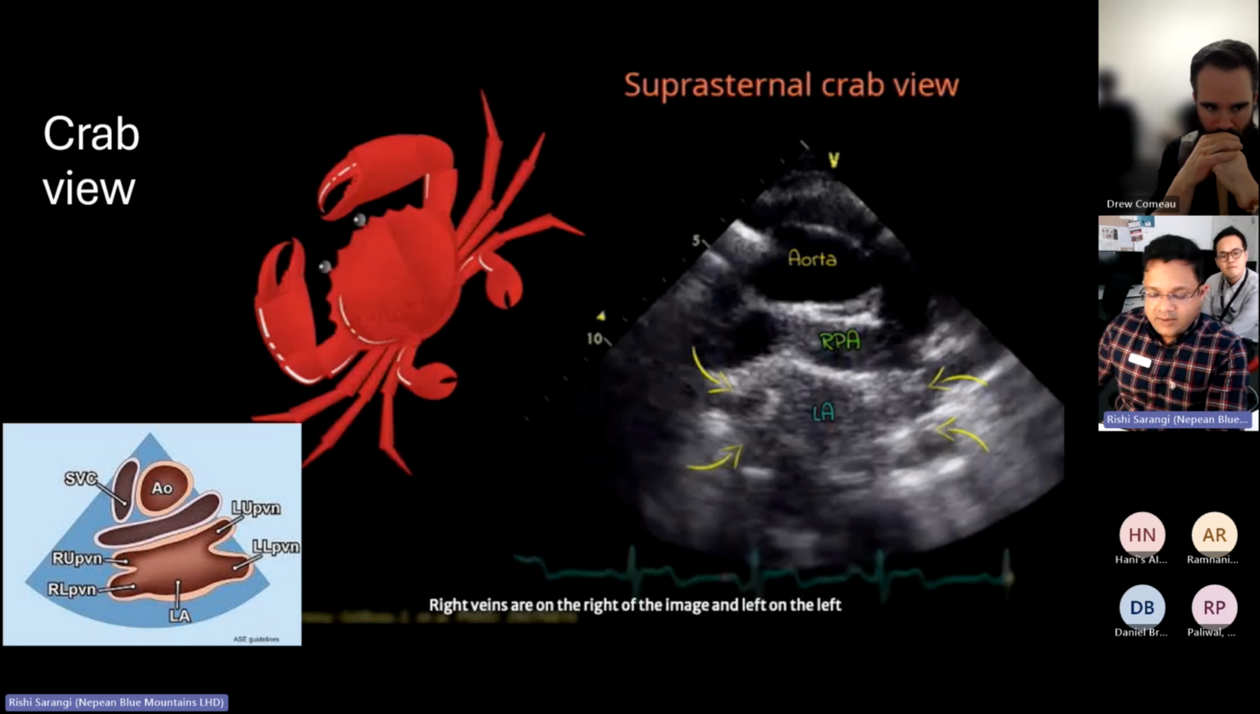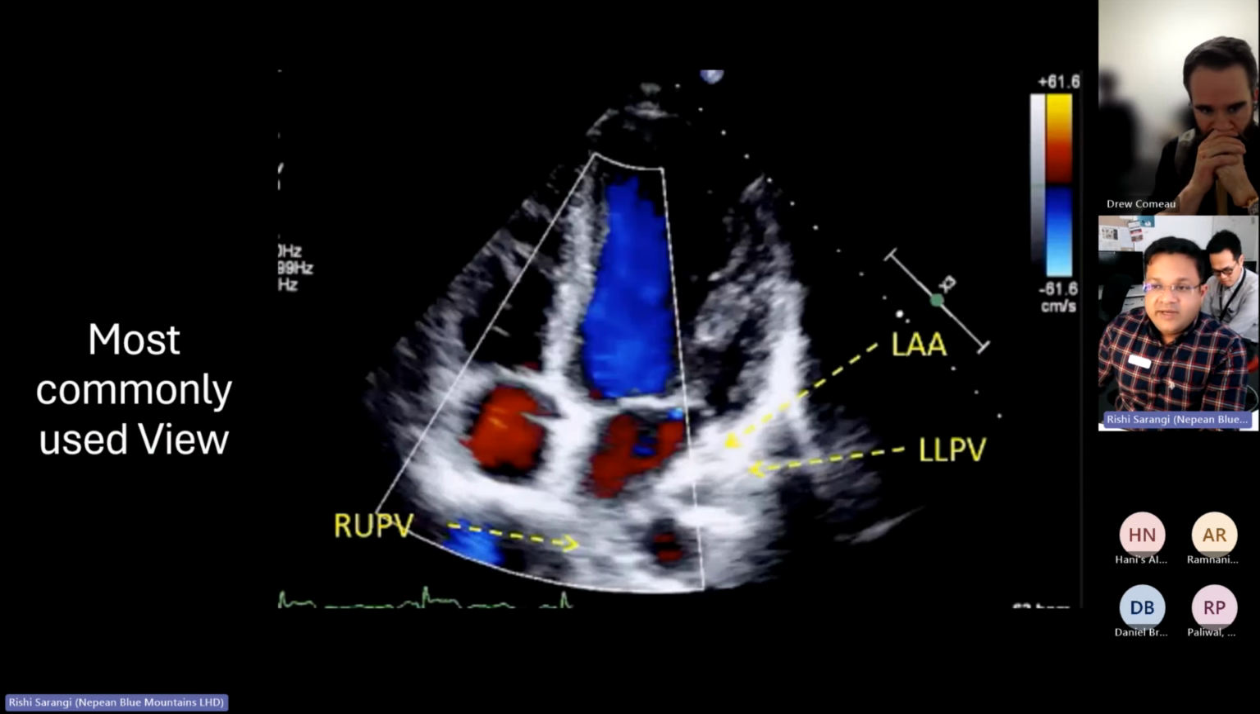This is useful to know the pulmonary vein anatomy just with non-invasive imaging, and this is called the crab view. The most common view, however, in transthoracic is only this one. We go for the right upper or lower pulmonary vein, and we get the most bang for buck in interrogating this pulmonary vein because the Doppler alignment is the best we can see from the probe.